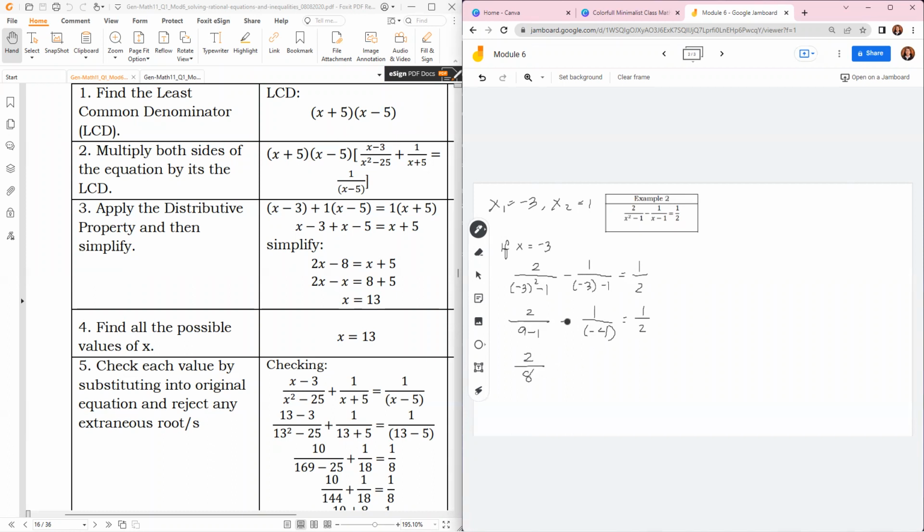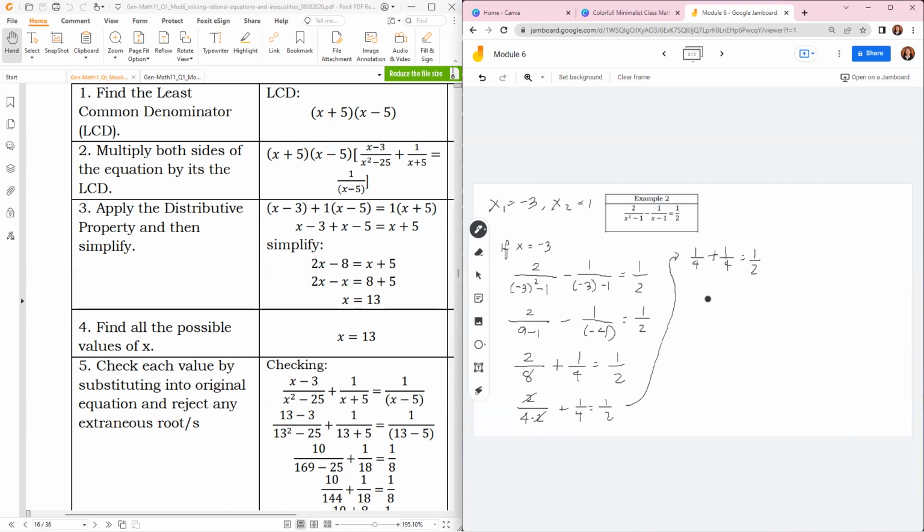Aniya, negative times negative will be equal to positive. 1/4 is equal to 1/2. And then, kaning 8 is really just equal to 4 times 2 man, di ba? Plus 1/4 equal to 1/2. So, kani siya ma-cancel out. And it would ultimately lead to just equal to 1/4 plus 1/4 will be equal to 1/2.